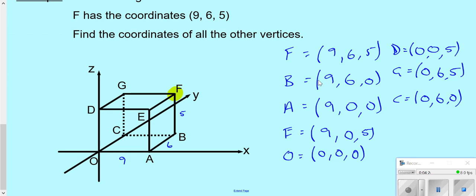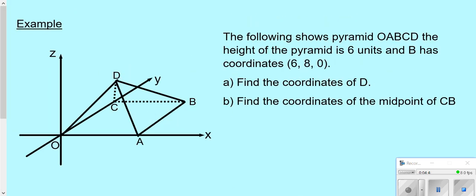Now, that's essentially one of the more straightforward ones that you are likely to see. And they will use objects where you can tell that if that is 9, then that will be 9, that will be 9, that will be 9. Using these facts, you can work out all the points on here. But what they might do is they might give you slightly trickier objects.